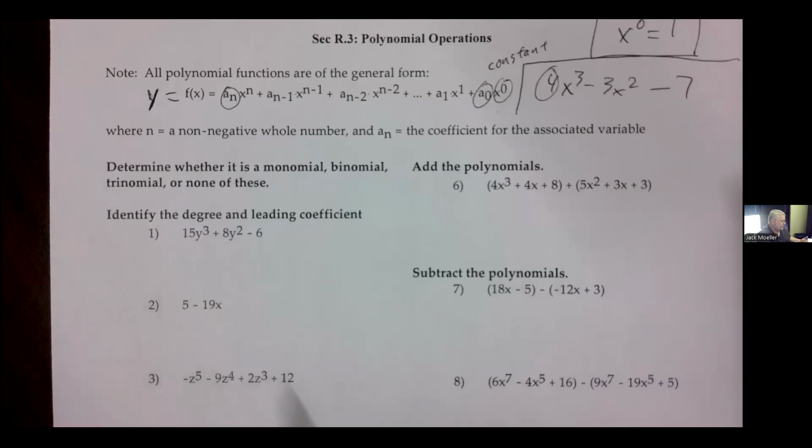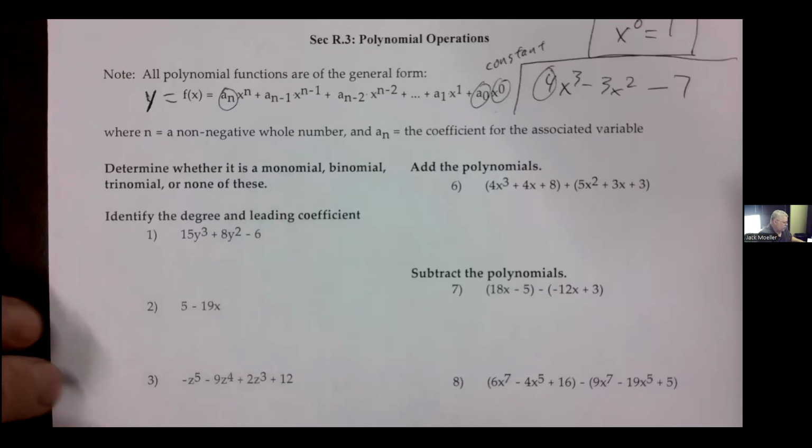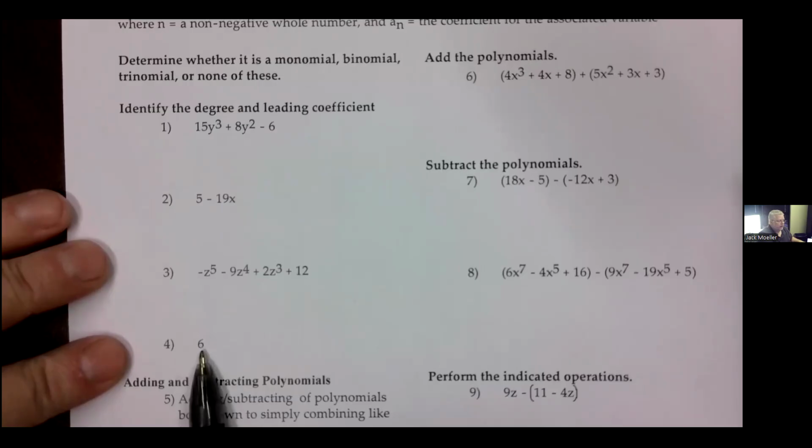Smaller polynomials have specific names. So when I have a monomial, it's just a single term added or subtracted. It doesn't mean a single variable, it means a single term. So the monomial in this case would be number 4, because there's nothing added or subtracted to 6.